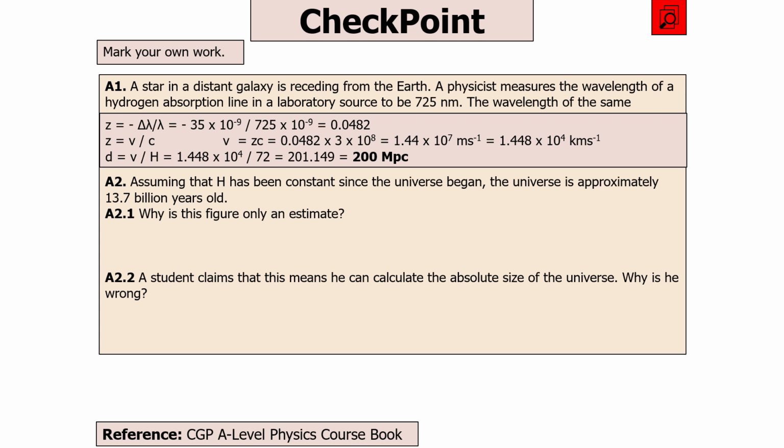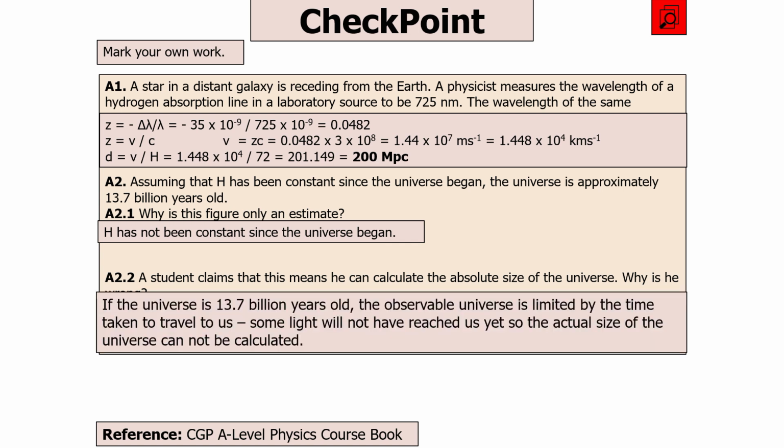This value is an estimate because we actually think the Hubble constant has not been constant since the universe began. And we can't calculate the absolute size of the universe, because if the universe is 13.7 billion years old, the observable universe is limited by the time taken for light to travel to us. Some light will have not reached us yet, so the actual size of the universe cannot be calculated.